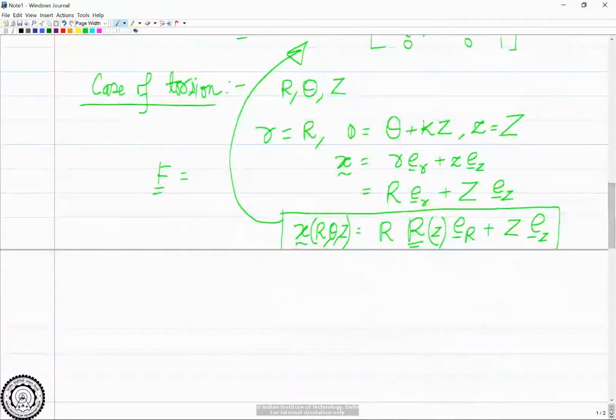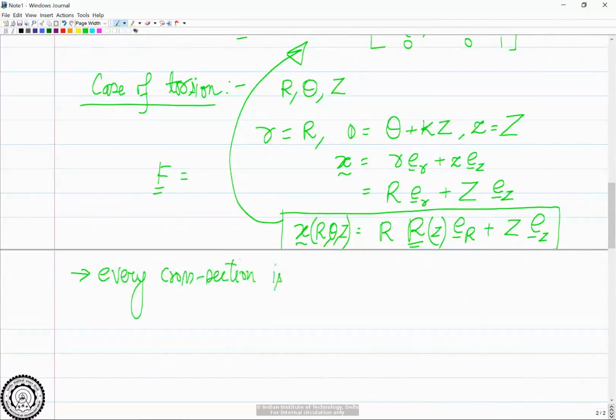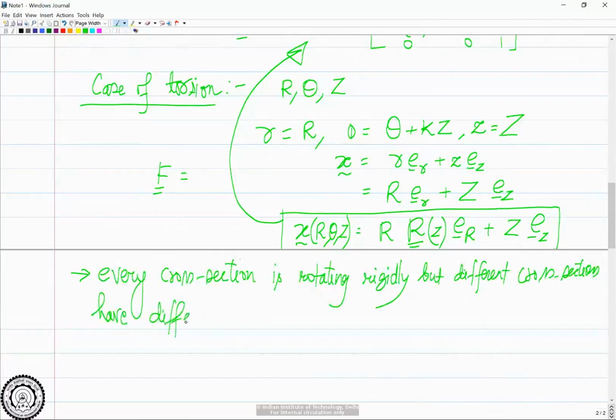For this particular torsion, every cross section is rotating rigidly, but different cross sections have different rotation. And therefore, this is not a case of global rigid rotation.